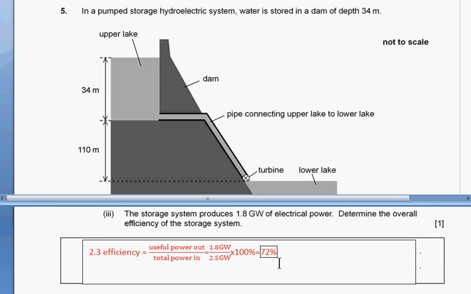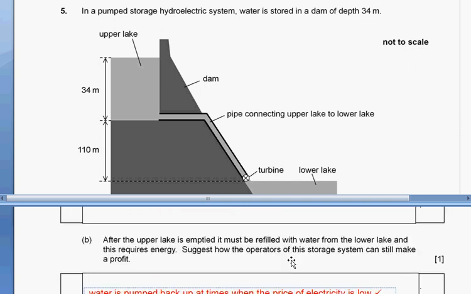The storage system produces so much electric power, determine the overall efficiency. Very easy question. Section 2.3, efficiency equals useful power out divided by total power in. We divide this value by the previous value and get 72%.